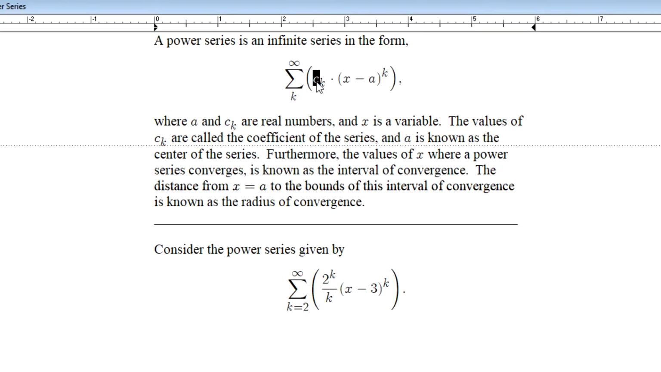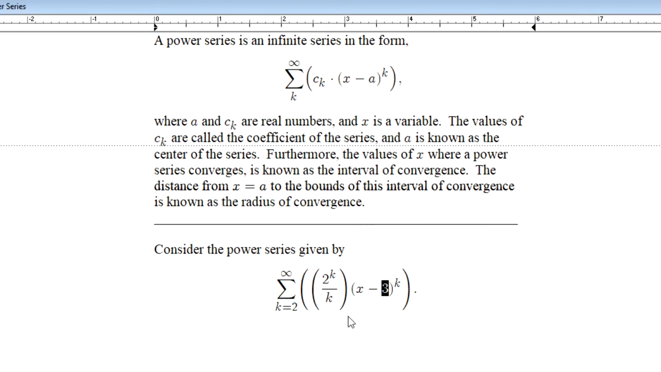Where our coefficient of the series is this first factor, 2 to the kth divided by k. This factor here is the coefficient of our series times this quantity here, x minus 3 raised to the kth power, where we have replaced the value of a with the value of 3, right? Meaning that that 3 is the center of this series. It's where we think of this power series being centered. This quantity here is the coefficient c sub k in the above form.